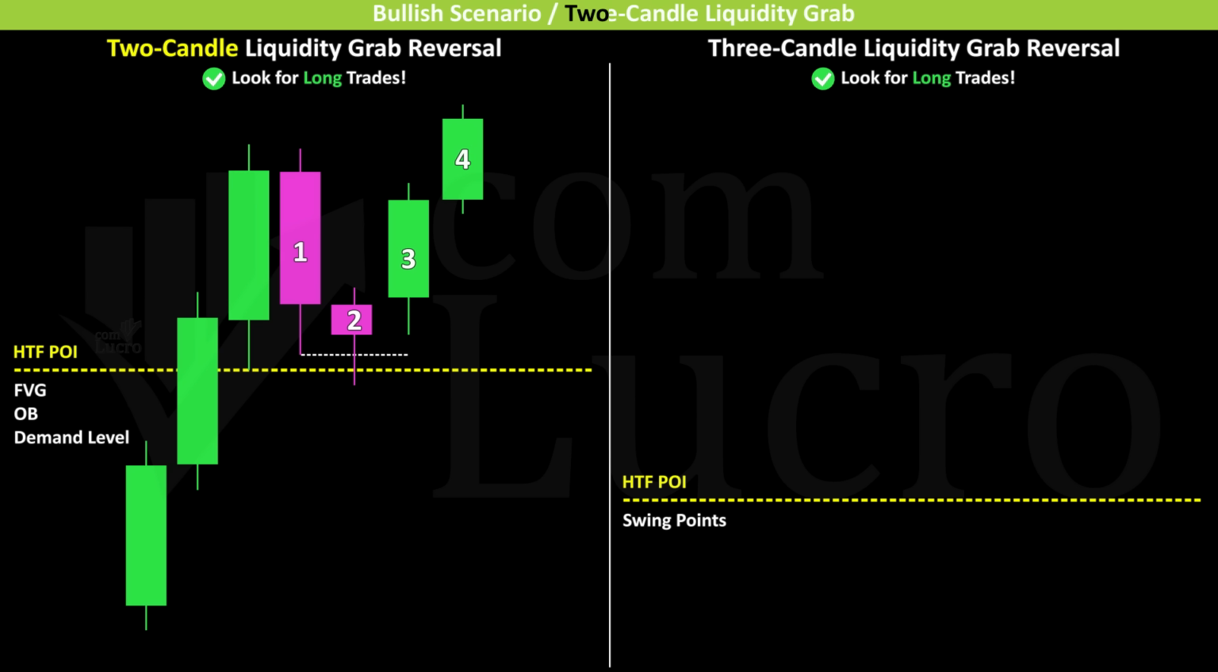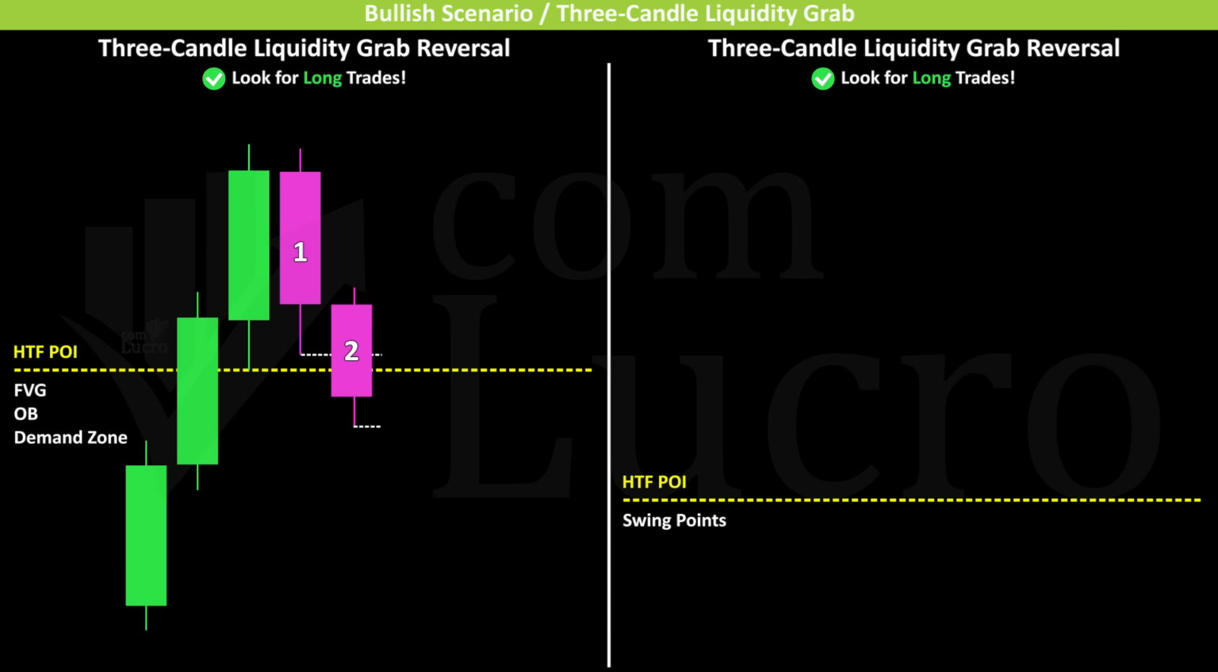The first confirmation we normally look for is a 2-candle liquidity grab reversal. In that model, the second candle sweeps below the first candle's low, rejects lower prices, and closes back above the previous candle's range. When that happens, the reversal is confirmed immediately on candle 2. However, the market does not always confirm the reversal that quickly. Sometimes price reaches the higher time frame point of interest, but candle 2 fails to create a valid reversal closure. Because of this, I cannot yet assume that bullish continuation is ready to begin.